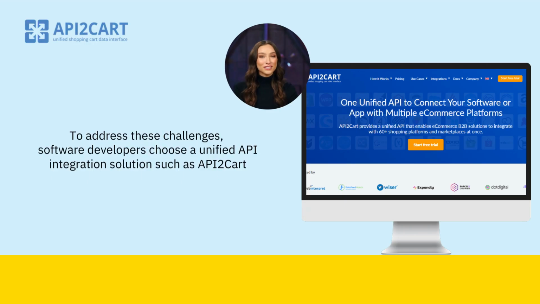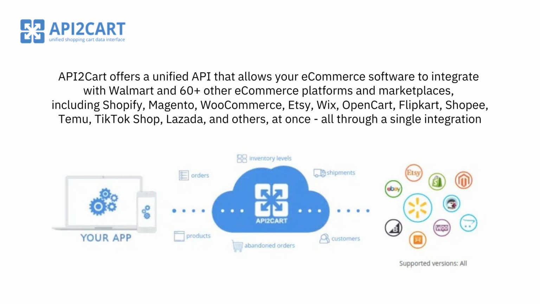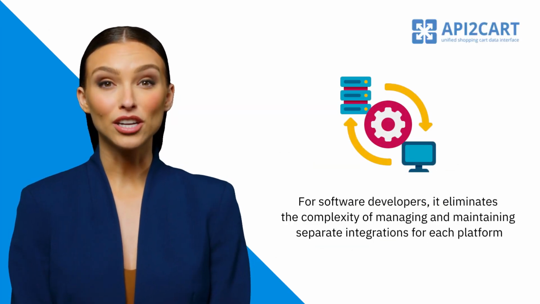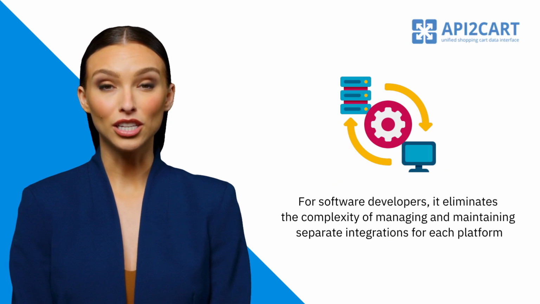To address these challenges, software developers choose a unified API integration solution such as API2Cart. API2Cart offers a unified API that allows your e-commerce software to integrate with Walmart and 60+ other e-commerce platforms and marketplaces, including Shopify, Magento, WooCommerce, Etsy, Wix, OpenCart, Flipkart, Shopee, Temu, TikTok Shop, Lazada, and others at once, all through a single integration. For software developers, it eliminates the complexity of managing and maintaining separate integrations for each platform.